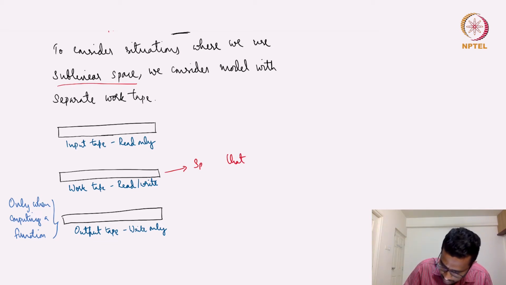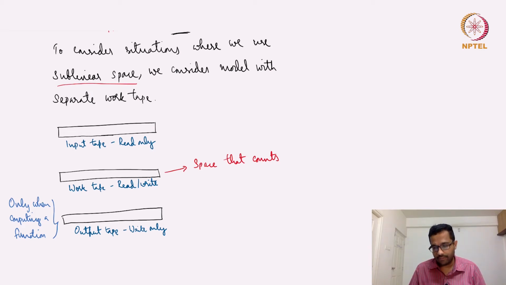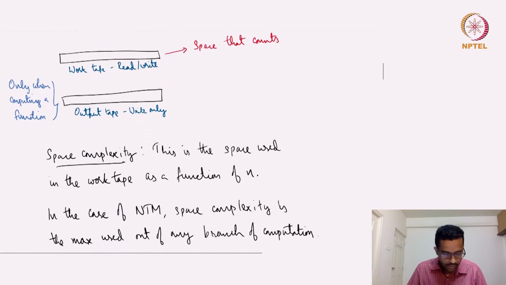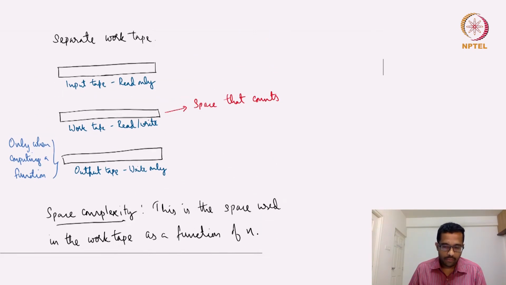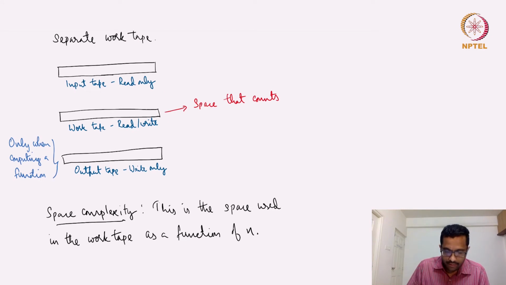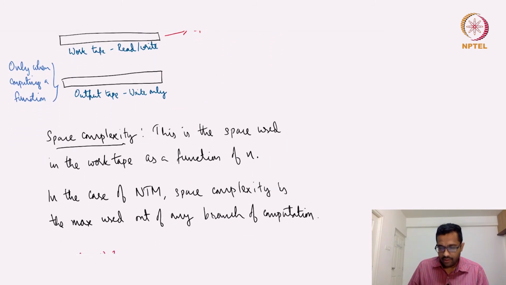We don't care about the input tape. We don't care about the output tape, if there is an output tape. The only thing that we consider is the work tape usage. So the space complexity of a Turing machine is the space used by the work tape. Now the space usage could be sublinear, like log n, and we could still count that, the space usage in the work tape as a function of n.